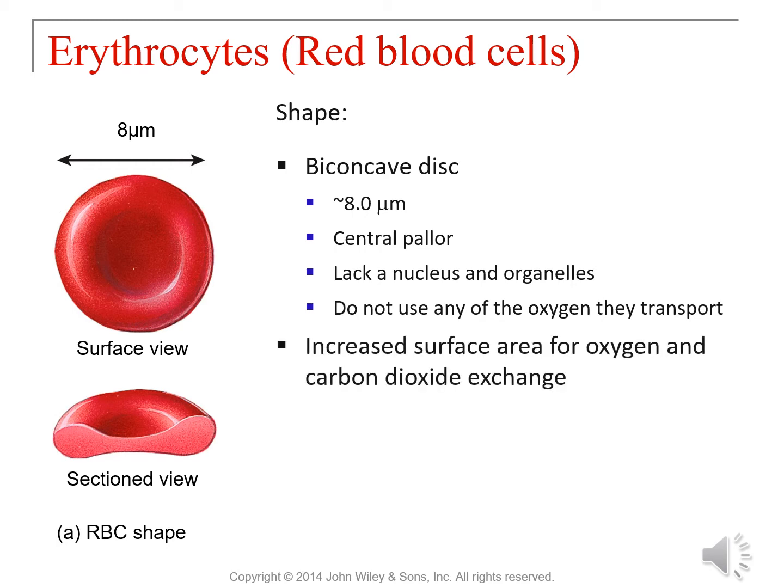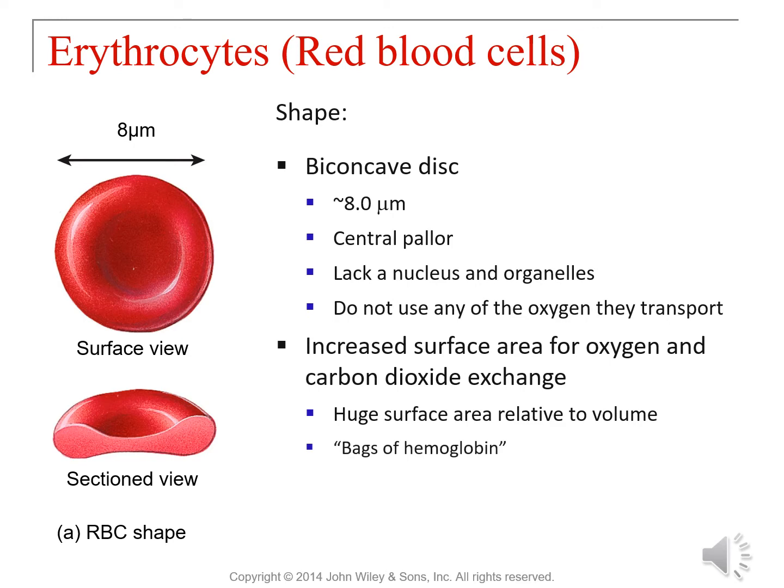Now this biconcave disc gives a red blood cell increased surface area, both for oxygen and for carbon dioxide exchange. But I want to make it clear that red blood cells only carry about 13% of the CO2 that's carried in the bloodstream. So that's really much more of a minor function than carrying oxygen. This biconcave disc shape gives them a huge surface area relative to volume, and so that allows oxygen to diffuse into the red blood cell much more easily than it would otherwise.